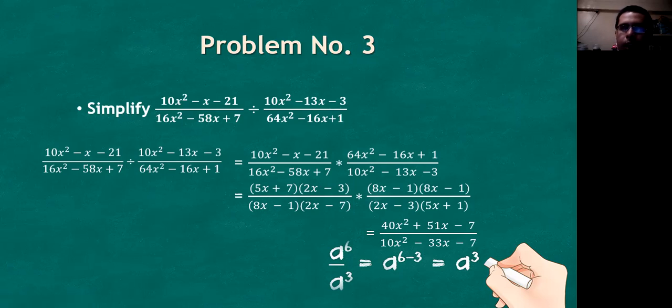On your next term, 64x squared minus 16x plus 1, this is an example of a perfect square trinomial. So we separate it, and this will be 8x minus 1 multiplied by 8x minus 1. And also for our denominator, this is another trial and error method. The factors of 10x squared minus 13x minus 3 will be 2x minus 3 multiplied by 5x plus 1.